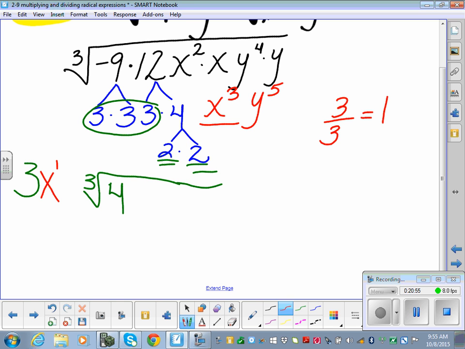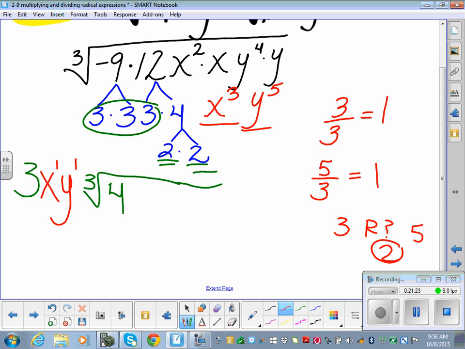Now I'm going to do this part. So 5 divided by 3, I'm going to look at my y's. 5 divided by 3 goes into it once. So we're pulling out a y to the 1st as well. Now this time our remainder is not 1. We've got to think about it. 3 times 1 is 3. How many is remaining to get back up to 5? 2. So left underneath is a y squared.